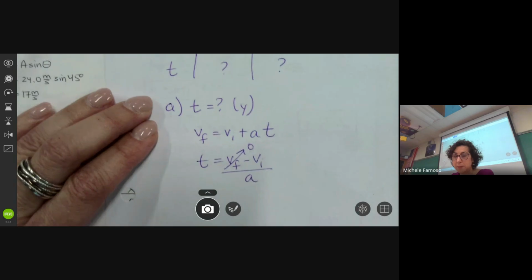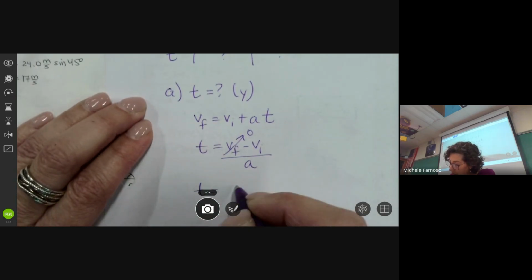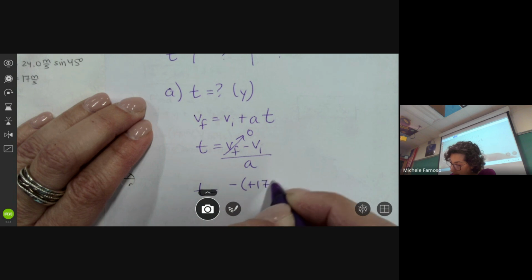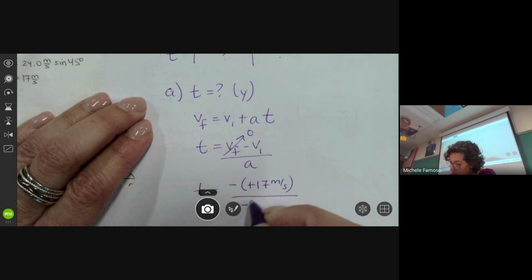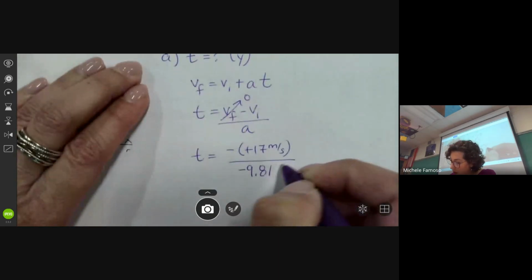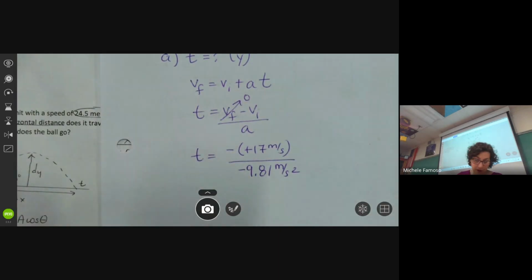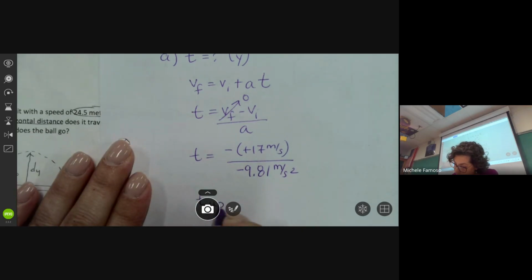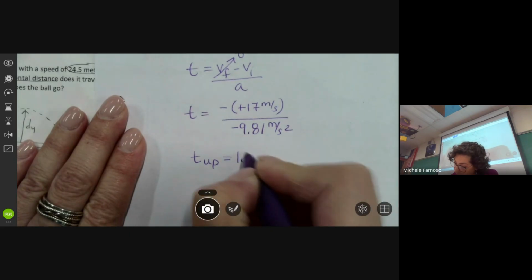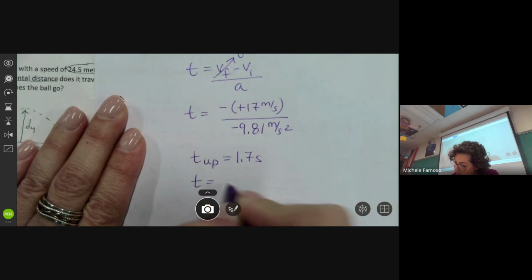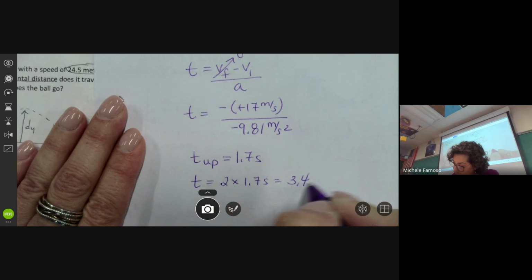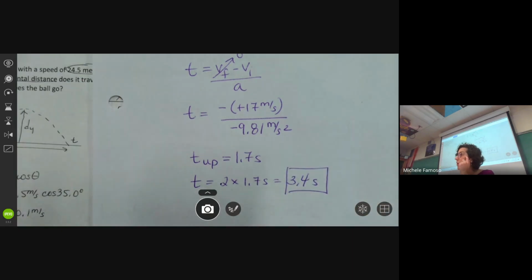The VF at the top is 0. So that means my time would be negative of positive 17 meters per second over negative 9.81 meters per second squared. 17 divided by 9.81 gives me a time going up of 1.7 seconds, which means the total time that I'm asking you for is double that, which is 3.4 seconds. And that's how part A is done.